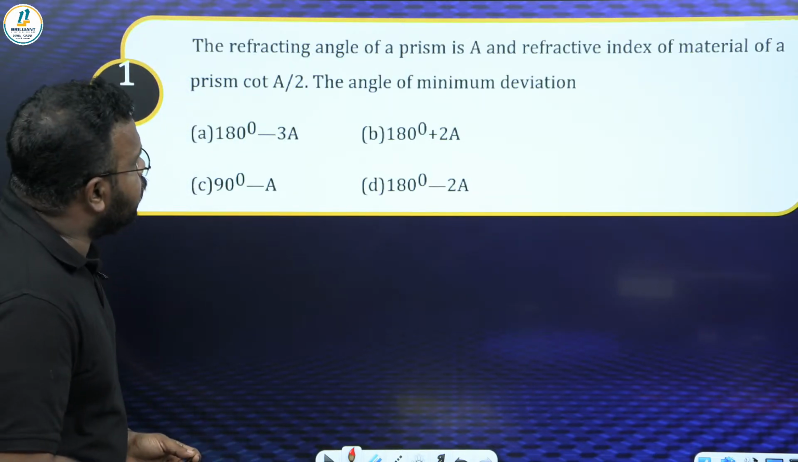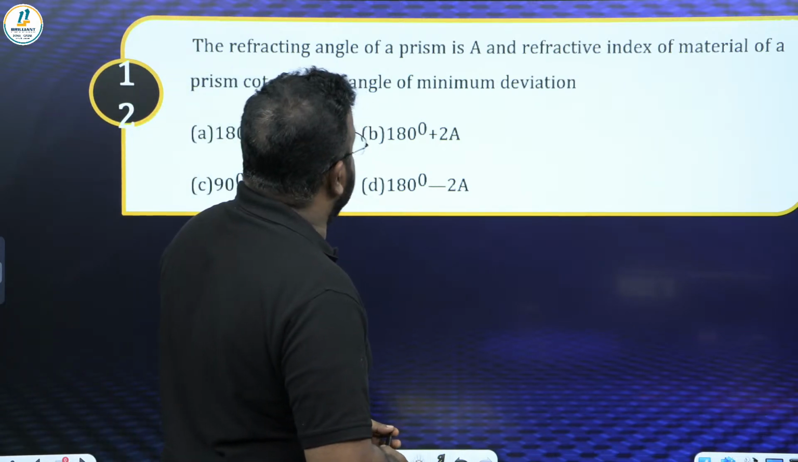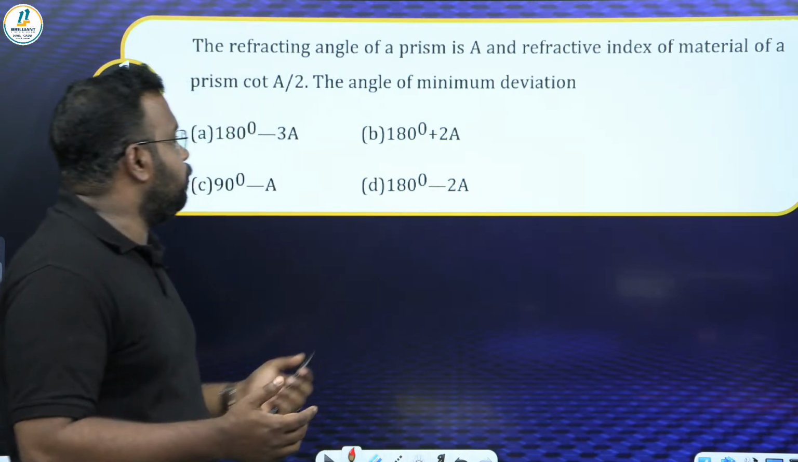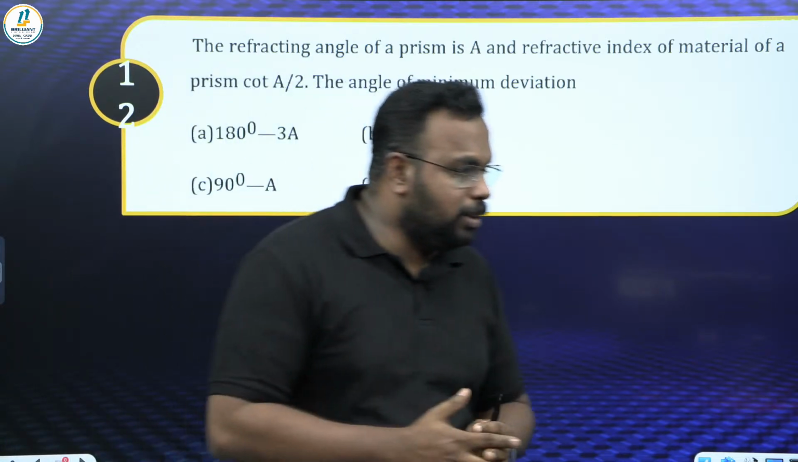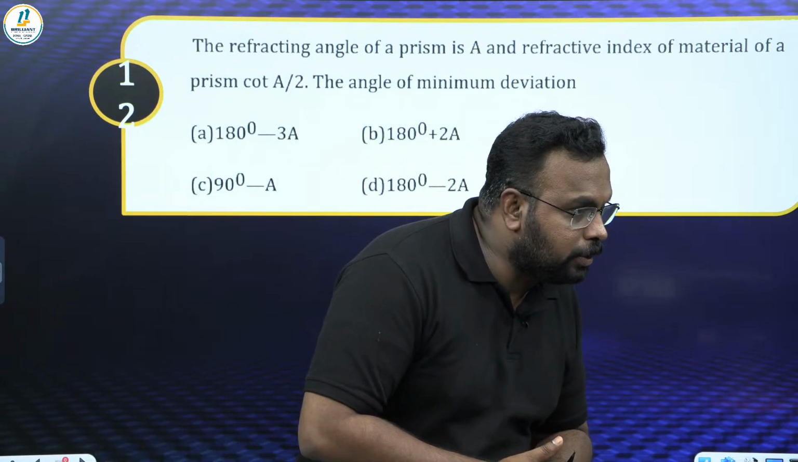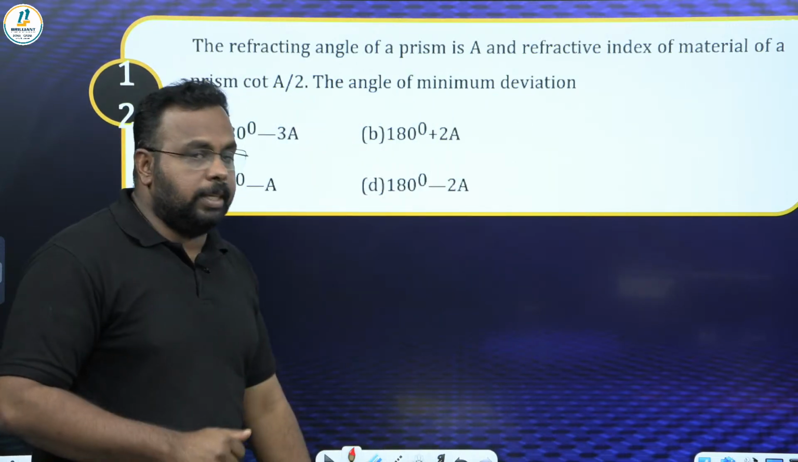The refracting angle of a prism is A and the refractive index of the material of the prism is cot A by 2. The angle of minimum deviation is? It's a repeating question. You can see this in many question papers. Alright, no issues. I hope the question is very clear for you.